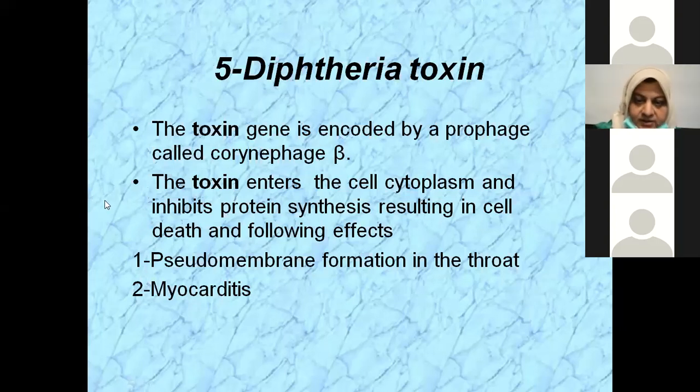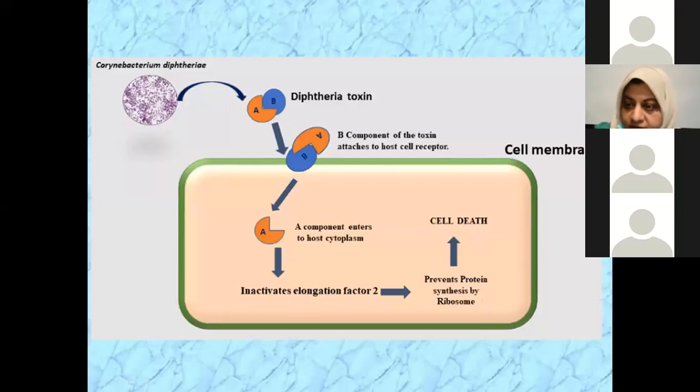Diphtheria is a contagious infection, usually of childhood, but since vaccination has been started for this type of infection, its prevalence has decreased significantly. So Corynebacterium diphtheriae is the bacteria, and it produces diphtheria toxin. The B portion binds to the host cell receptor, and the A portion enters and inactivates a protein which is called elongation factor 2. Now when this protein synthesis is prevented, the cell will die.